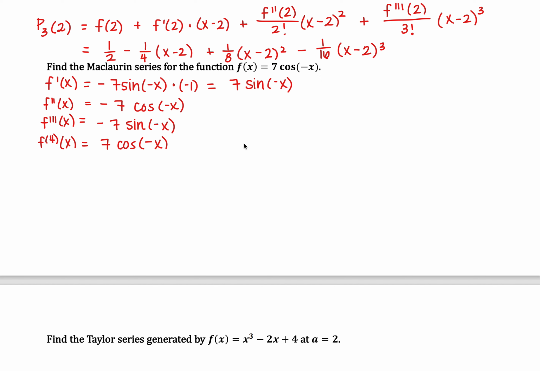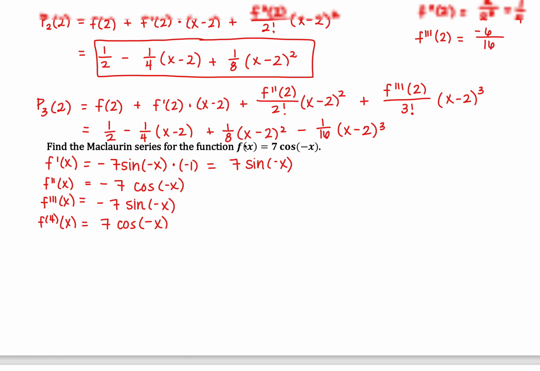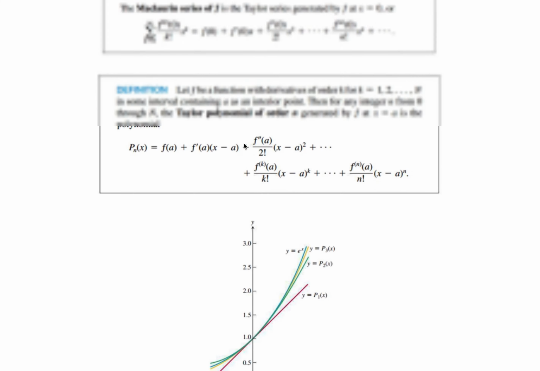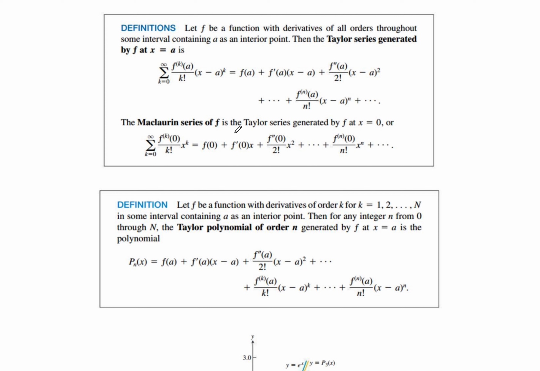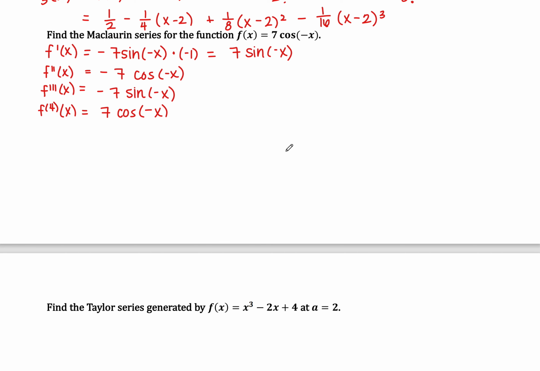Now, it says find the Maclaurin series. So we have all these derivatives. If you look back, let me scroll up here to that first page. For the Maclaurin series, it's the Taylor series where the a value is 0. So it's going to be f of 0 plus f prime of 0 times x plus the second derivative evaluated at 0 over 2 factorial times x squared, and so on. So I'm going to go ahead and create a series based on that.